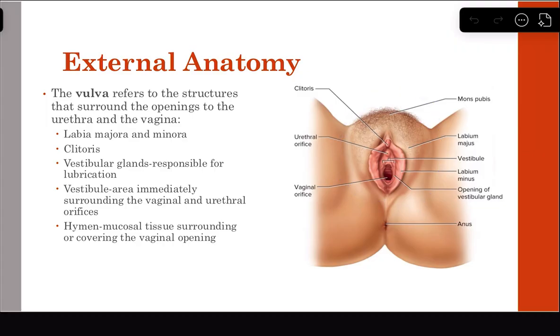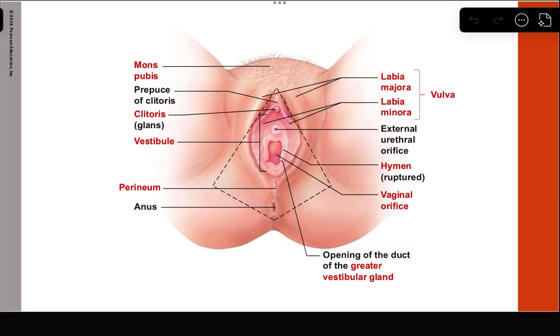And these are going to consist of the mons pubis, the labia majora and minora, the clitoris, and the external urethral and vaginal orifices, also with the hymen and the greater vestibular glands. Okay, so this image summarizes the basic structures of the female external genitalia. So let's go through these one by one. So let's start with the mons pubis.